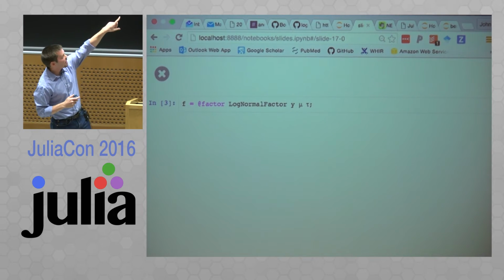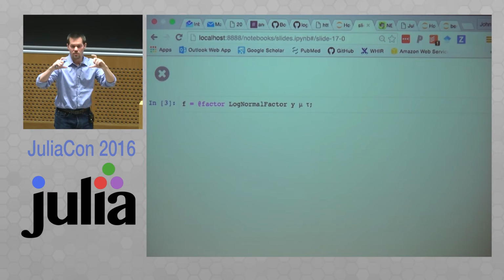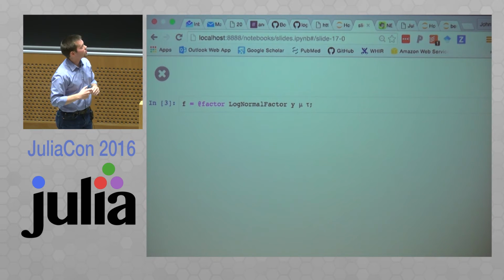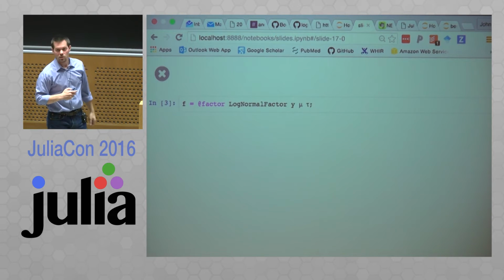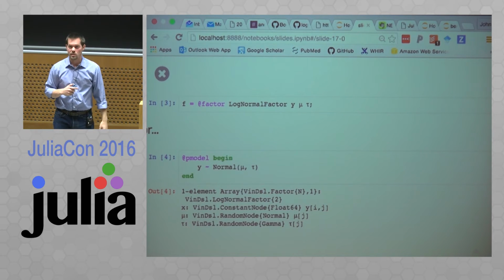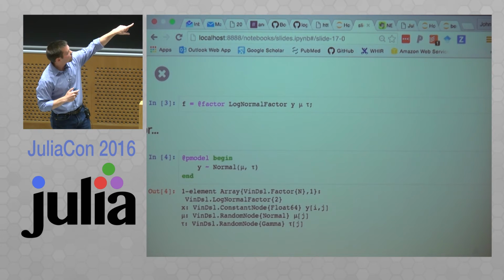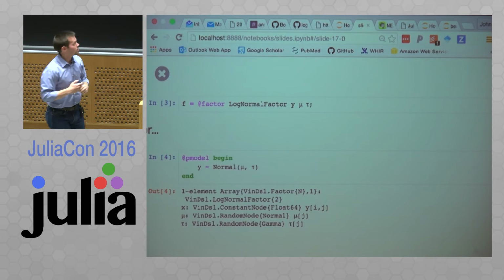And then I would define a factor like this. I have this macro, and the macro says that I want the expectation of the log of a distribution, and these are the three nodes that I want to go into it. As of a couple of days ago, I actually have a nicer syntax for this. This @p_model macro will define a log normal factor for you, and it will tell you that the canonical names, x, mu, and tau, are the nodes on the right.